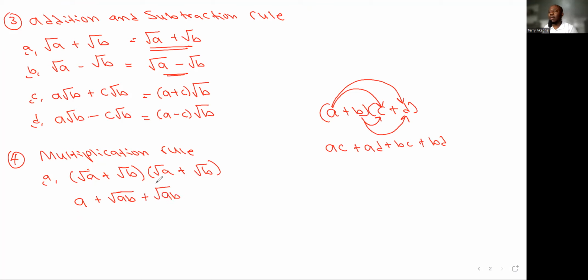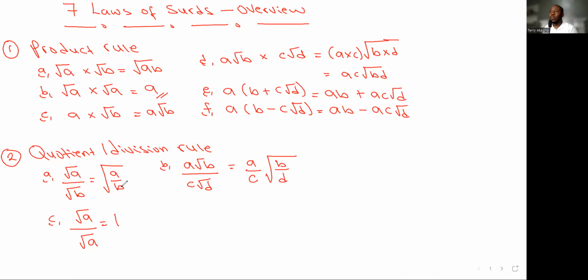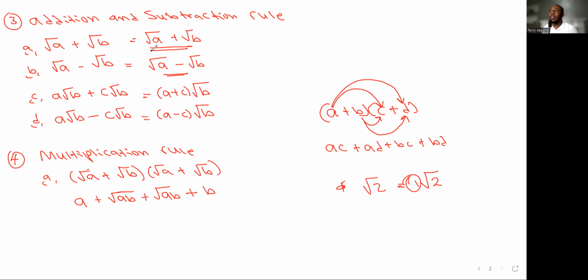And root b times root b, that is going to give us b. Then you add them together. Remember, for those that watched my video on the types of surds, I told you for pure surds, when you see something like root 2, it's the same thing as saying 1 root 2. So technically there is a 1 outside for pure surds. And remember, when you're adding, you add the numbers outside.